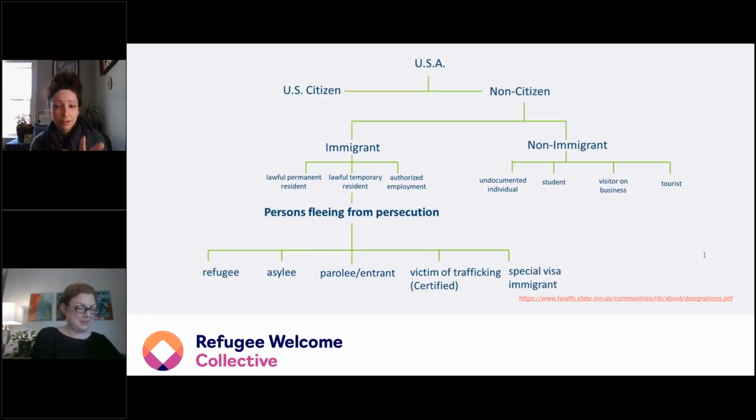So this is just kind of centering us in the immigration world of who we're talking about today. So we're really at that bottom part there, persons fleeing from persecution.